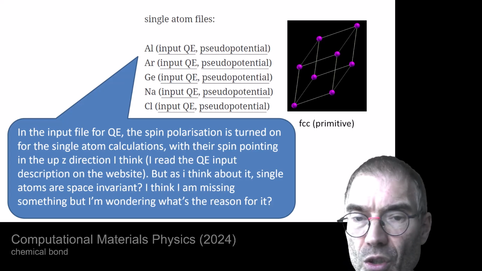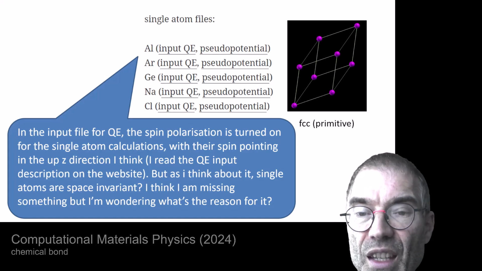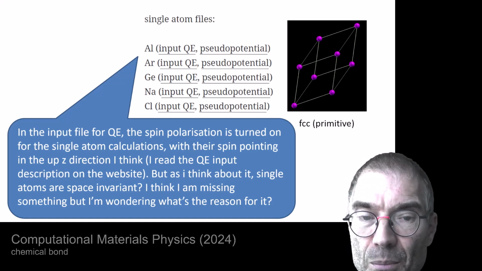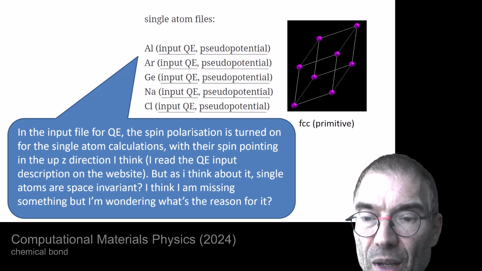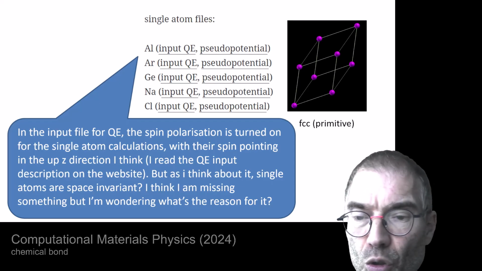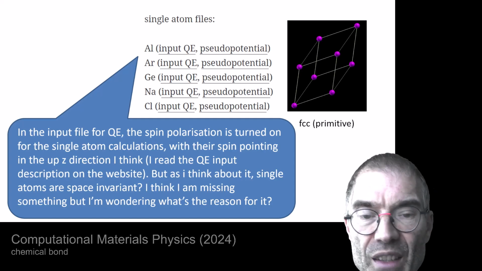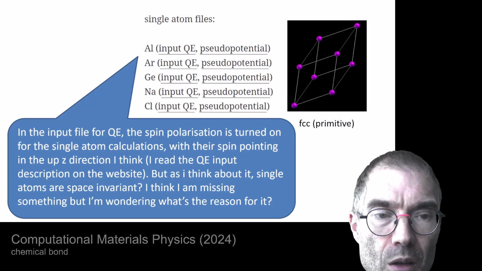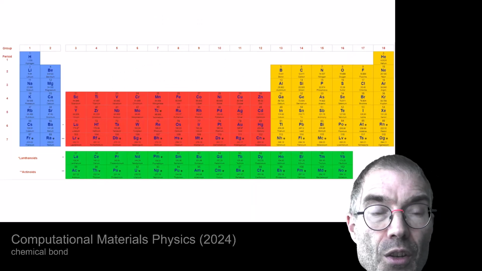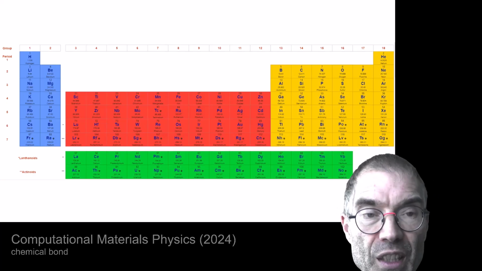So the question goes like this: you turn on spin polarization, you turn on magnetization in these single atom calculations, and the spin of these atoms, the magnetic moment, is in the z direction, but single atoms are isotropic in space. So why do you have then a magnetic moment in the z direction? Well, what is the answer to these two questions? First, why do you need a spin polarized calculation for single atoms and not for the crystal?